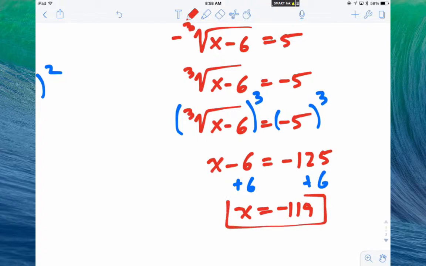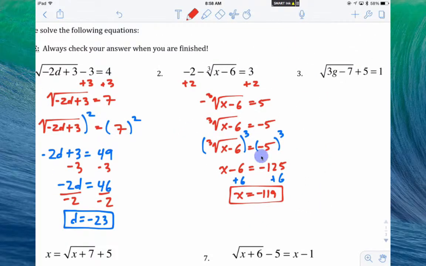And of course, always a good idea to check our answer. If x were negative 119, then x minus 6 is negative 125. The third root of negative 125 is negative 5. Negative 2 minus negative 5 is indeed 3. So I hope we're getting the hang of it.